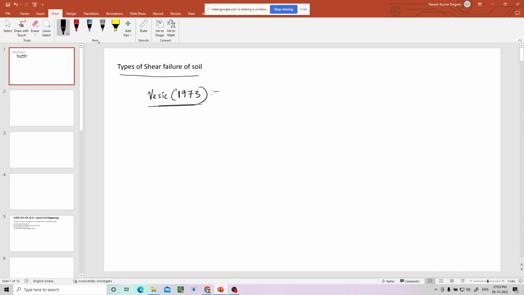So we'll discuss the types of shear failures of the soil first. Then we'll solve the questions related to that. Coming to the types of shear failures of the soil, in 1973 Vesic classified the bearing capacity failures into three categories. So what is bearing capacity?